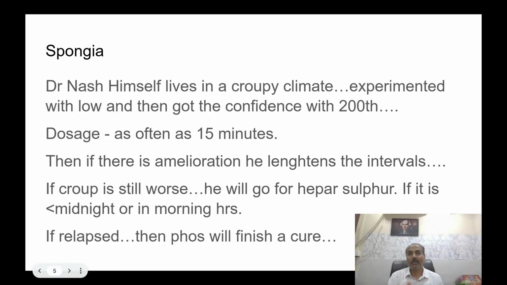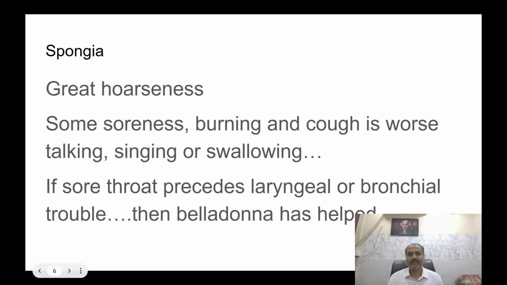What to do when Spongia doesn't work? Dr. Nash gives these guidelines also. He would go for Hepar sulf if it is aggravation in the midnight or in the early morning hours. And if the case relapses, phosphorus finishes the cure. So if Hepar sulf or Spongia or Aconite has not helped, phosphorus is his fourth backup. So there are four backups which he has in all cases of coughs. This is what we should learn from a homeopath of such a stature.